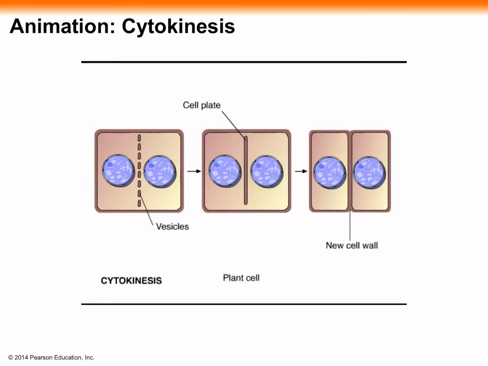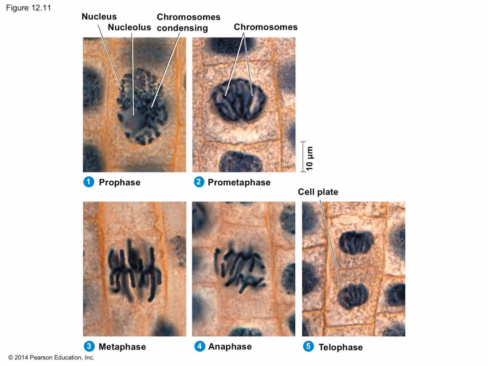Okay, so now let's put all this together. Let's look at some actual photos of cells going through the various stages of mitosis and cytokinesis, okay? These are photos of what are called onion root tips, okay? So cells of onion root tips.